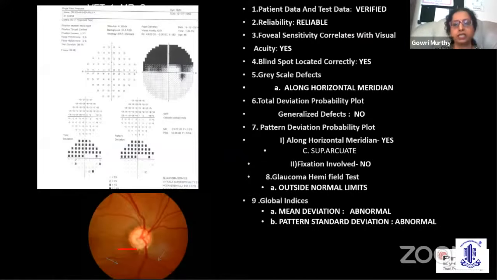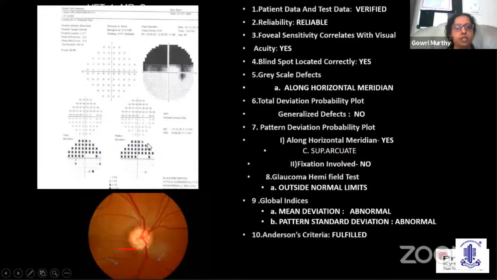What do the global indices say? The mean deviation is very abnormal, minus 13.22, and the pattern standard deviation is also very abnormal. Both are at P less than 0.5%. Anderson's criterion, yes, it is fulfilled. There are more than 3 non-edge points which are abnormal, and most of them are at P less than 0.5%.